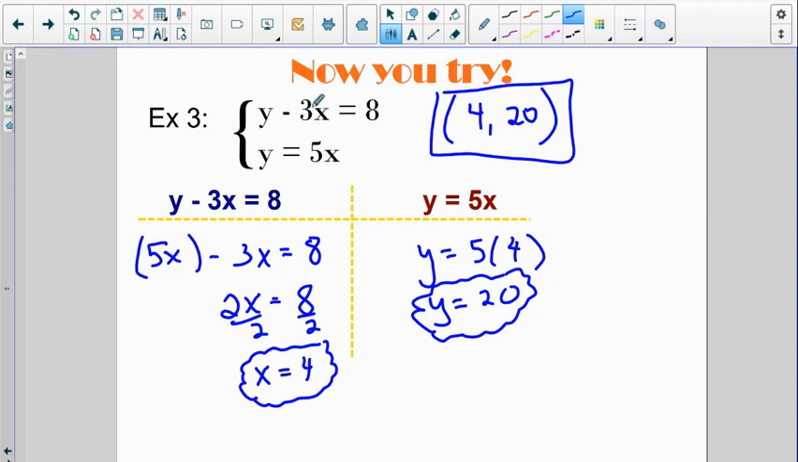So 20 minus 3 times 4, let's see, 20 minus 12 equals 8. That one works. If we plug it into the second equation, again, the x has to be 4, so 5 times 4 should equal the y value of 20, which, yeah, 5 times 4 equals 20. It checks in both equations, so this is the correct solution.